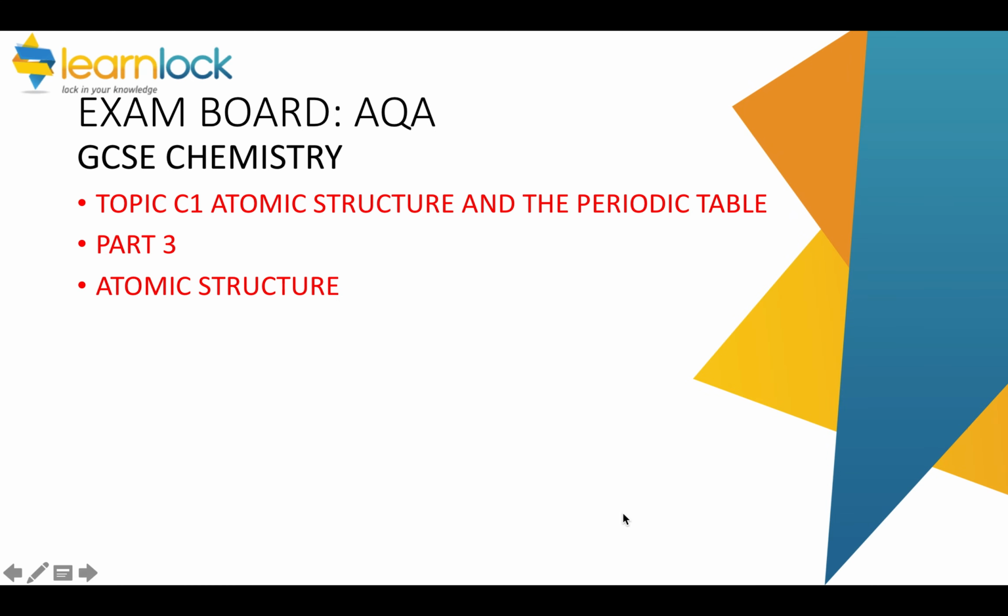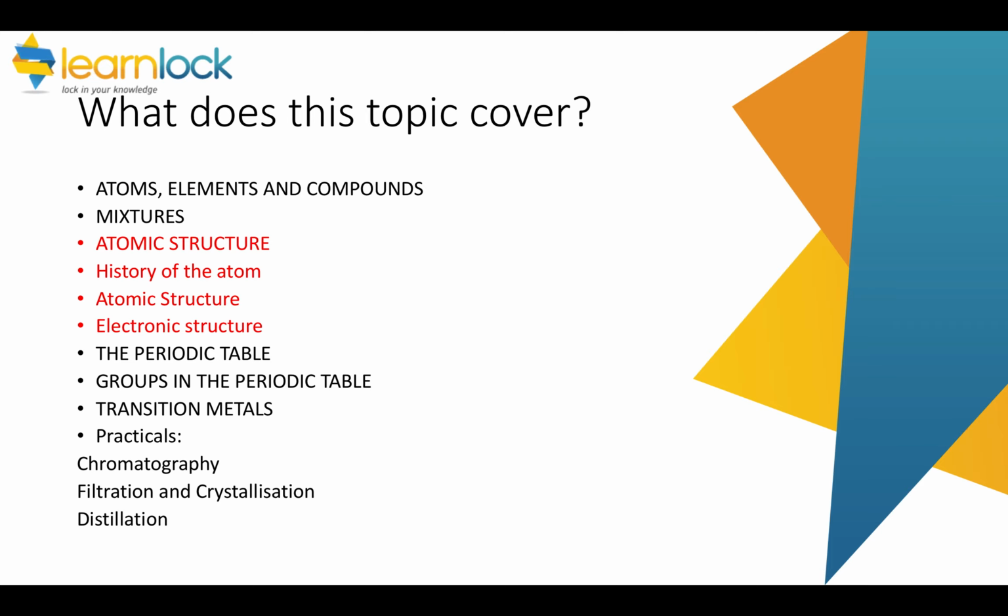Hello and welcome to the tutorial for GCSE Chemistry, topic C1, Atomic Structure in the Periodic Table. This tutorial will cover part 3, Atomic Structure. We'll be looking at the history of the atom and atomic structure.